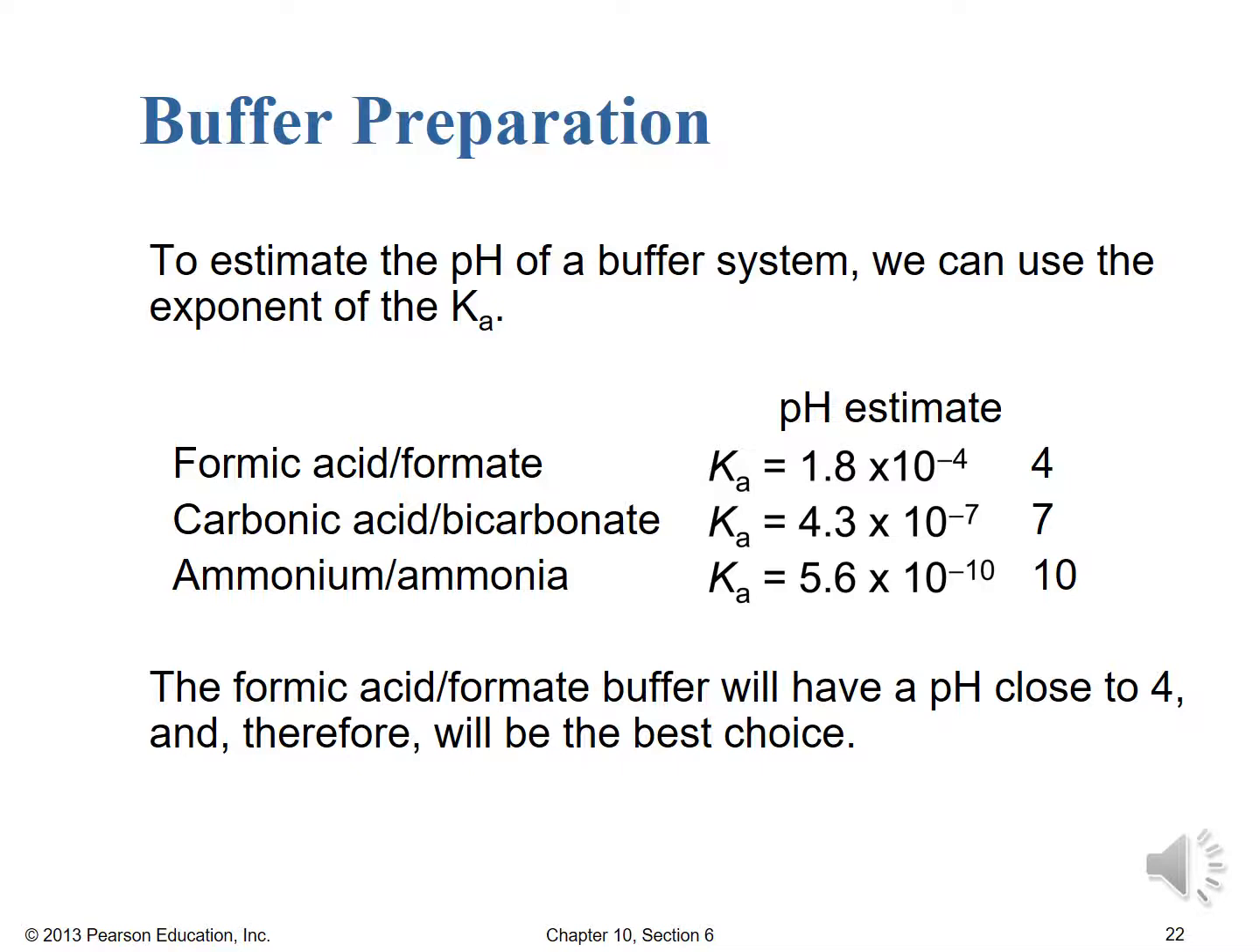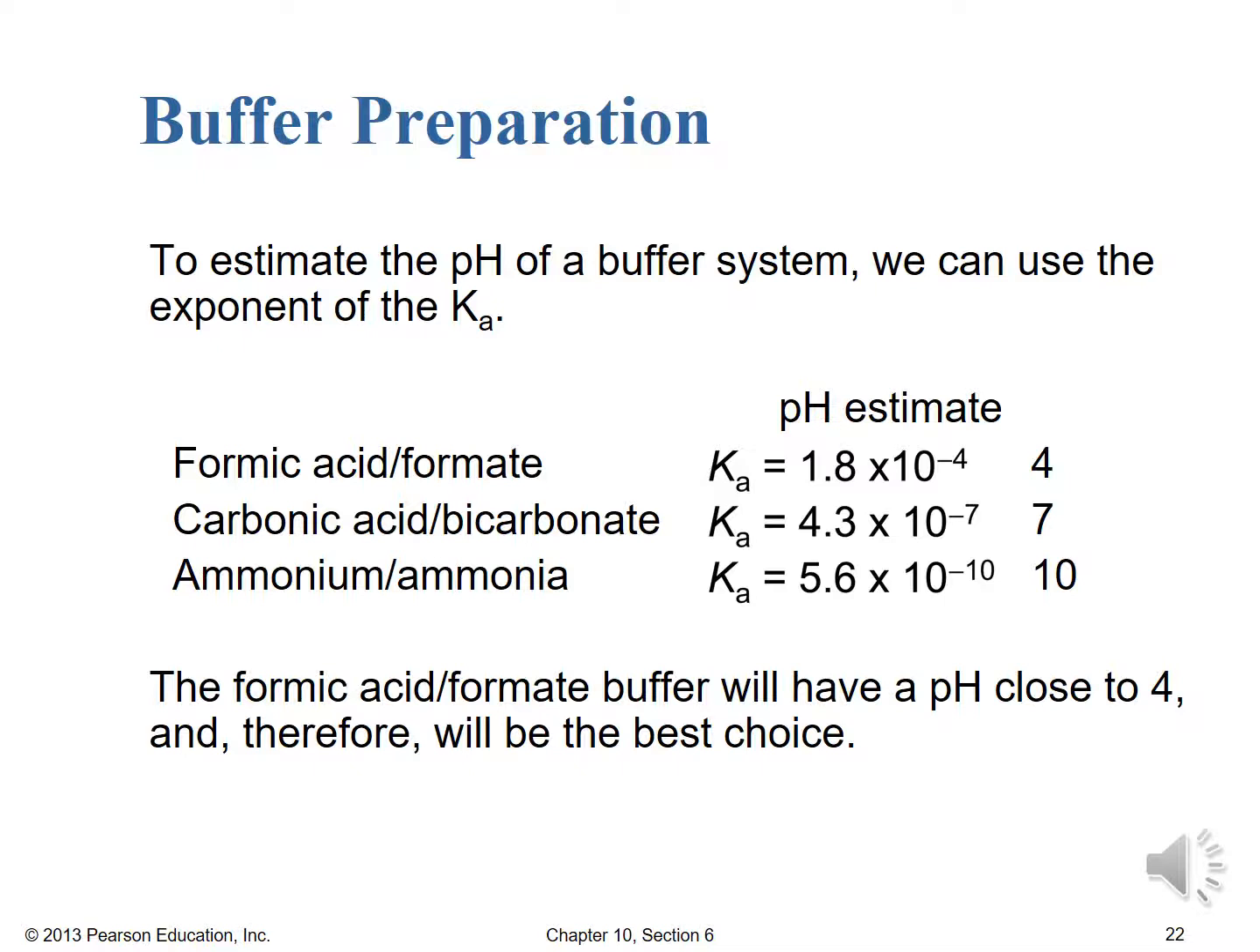For carbonic acid bicarbonate, again, because it's times 10 to the minus 7 for the Ka, we'd expect it to work well around pH 7. Actually, if you do the math rigorously, you find it's a pH of 6.37, so anywhere from 5.37 to 7.37 is where it would act as a reasonable buffer.